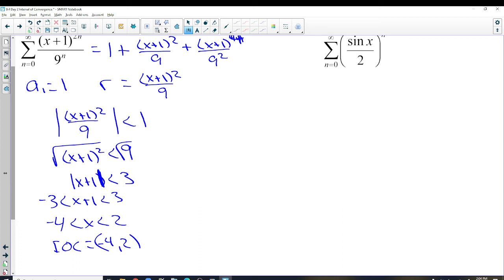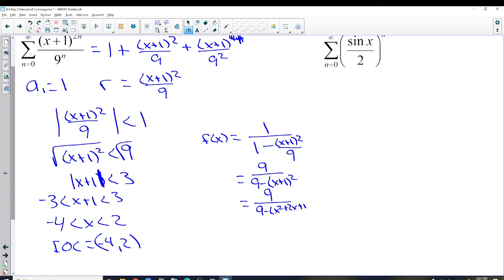Now our function in x is a sub 1 over 1 minus r. So 1 minus x plus 1 squared over 9. So let's multiply everything by 9. We can probably go a little further with some ease. 9 minus x squared plus 2x plus 1. So I don't know, you might see this on a multiple choice. 9 minus 1 is 8. 8 plus 2x minus x squared. Oh no, 8 minus 2x.